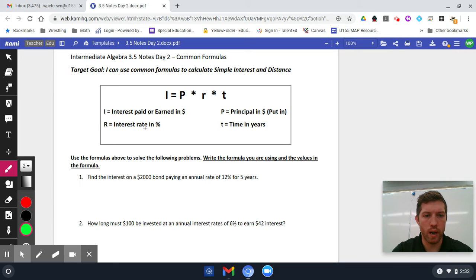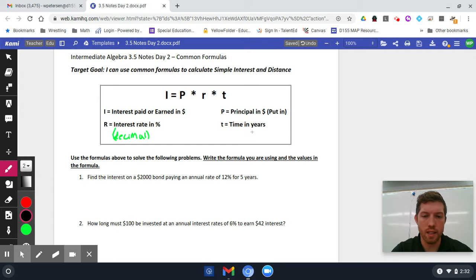Interest is a rate in percent, but if we are going to multiply, we need to make sure we change it to a decimal. And then last but not least, we need to put time in years. All right, so T is representing time by years.